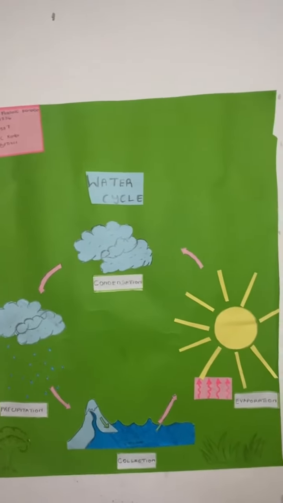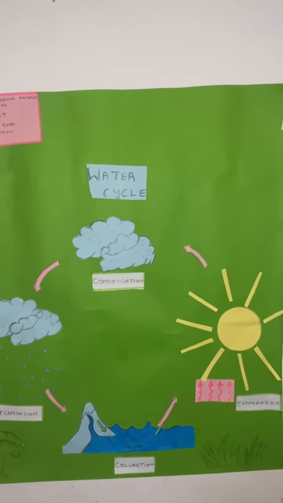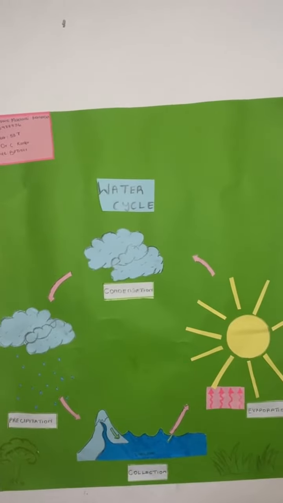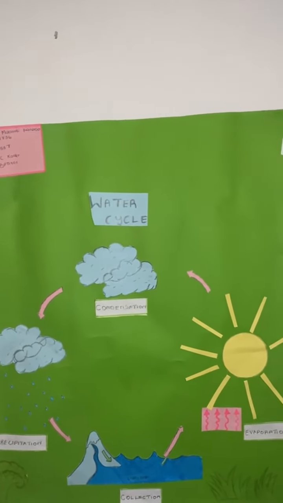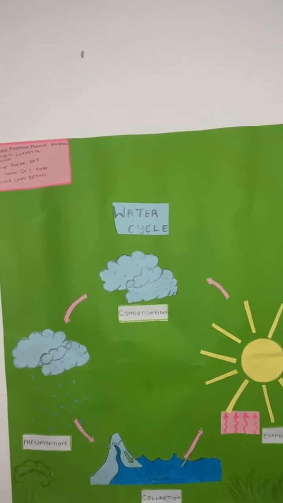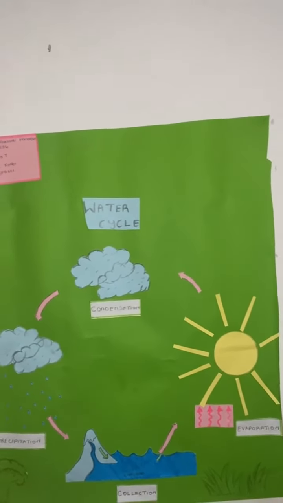To wrap up this water cycle, we all know that evaporation is the changing of water into a gas, condensation is the changing of water vapor into water droplets, and precipitation is water falling from the sky in the form of rain.